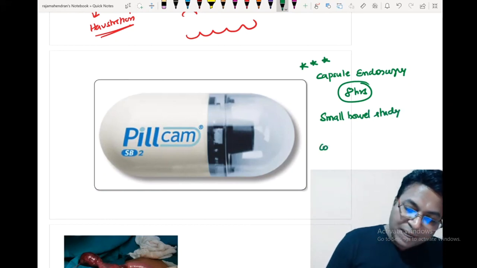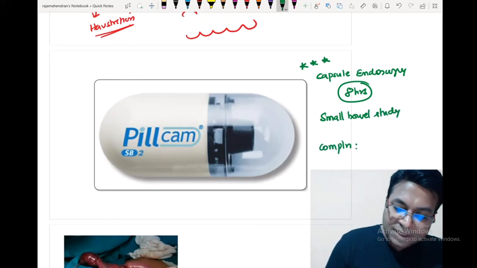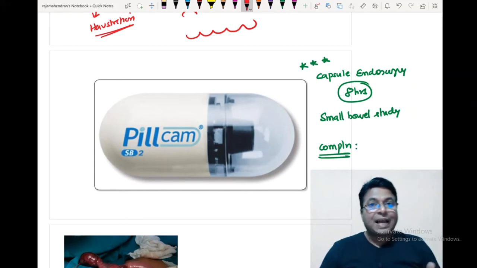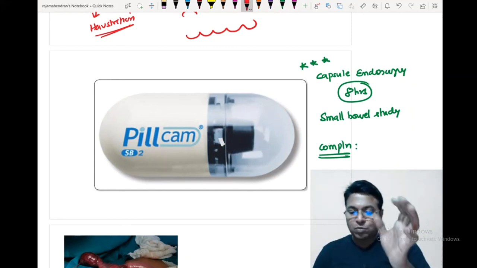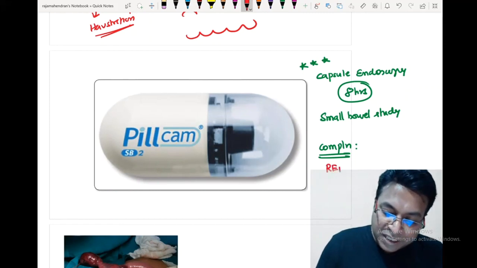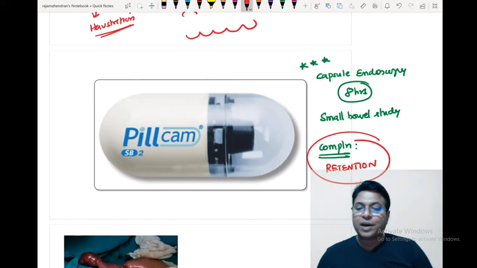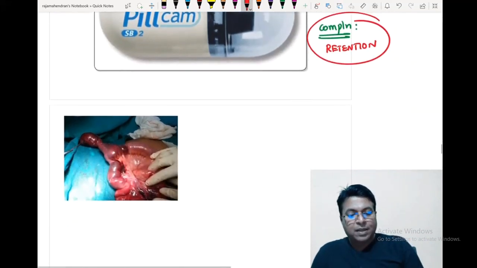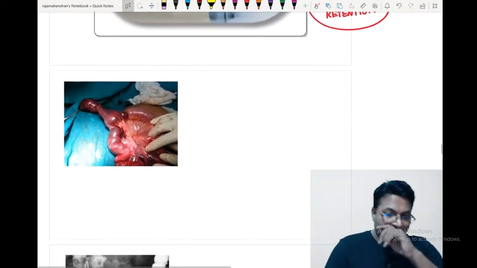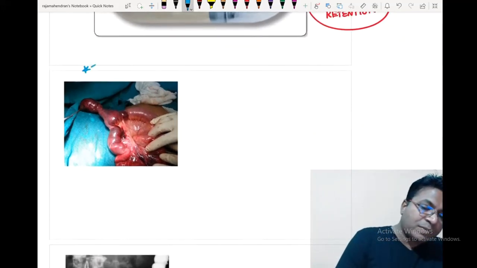There is only one complication. What is that complication? With this capsule, the capsule can get obstructed in the small bowel. That is known as retention, the only complication. Otherwise, there is no complication with capsule endoscopy. Very costly investigation used in selected places. Okay. So, high yield MCQ. There has been this question every year in the FMG exam.